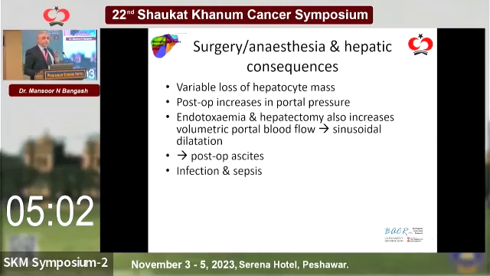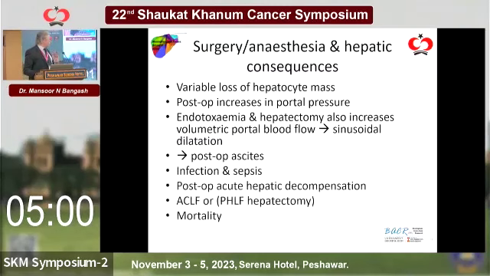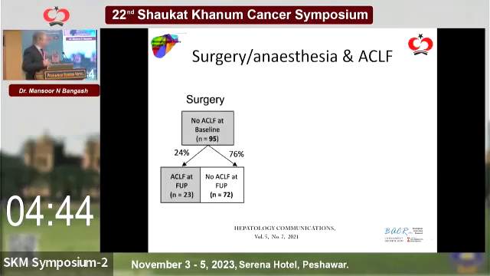It predisposes to infection and sepsis, and that can lead to post-op hepatic decompensation, which in a patient with cirrhosis may lead to this syndrome called acute on chronic liver failure, or in the setting of hepatectomy, lead to post-hepatectomy liver failure. And that's really what drives mortality. So how frequent is this?